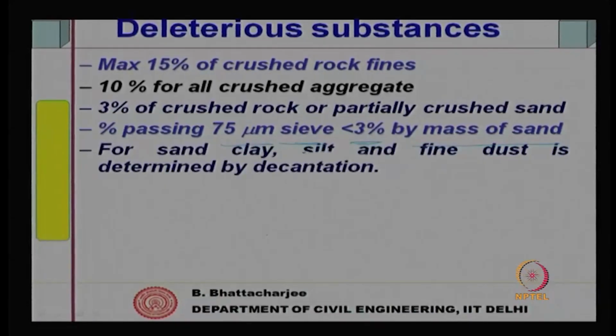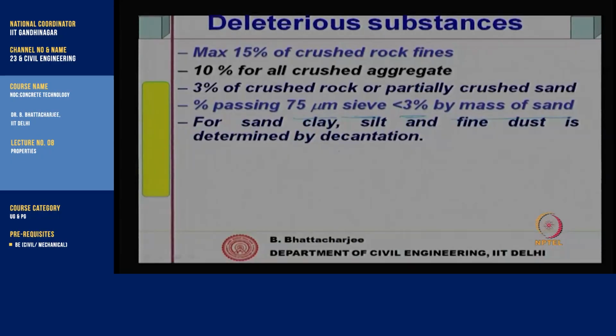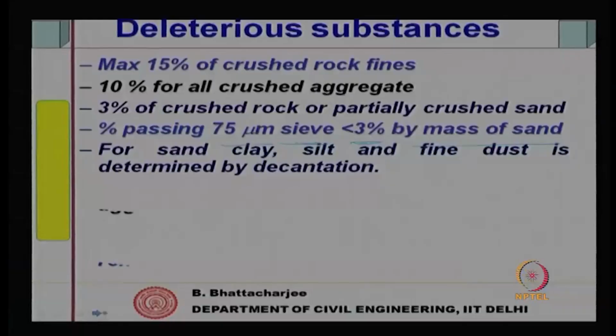For sand, clay, silt and fine dust are determined simply by decantation. You put it in a jar, a measuring flask, and wait for a long period of time. You will find that silt will settle at the top because it is the finest size, sand will go to the bottom, and from the color distinction one can find out the percentage of particles finer than 75 micron, and that should be less than 3%.